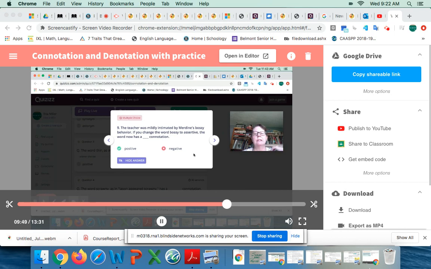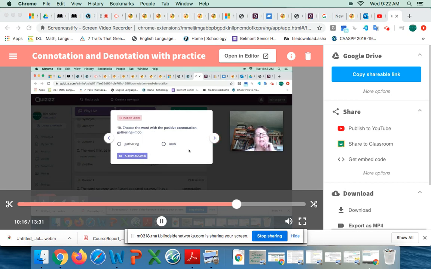The teacher was mildly intimidated by Merdine's bossy behavior. If you change the word bossy to assertive, the word now has a positive connotation. Positive. Bossy doesn't sound very nice. You don't want to be bossy, but if you're assertive, you're just doing what you need to do, and that's a good thing. It's very difficult to make a difference, but being assertive is positive. So I'm going to hide the answer for the next one. Choose the word with the most positive connotation. Gathering or mob? Positive would be gathering, right? Okay.